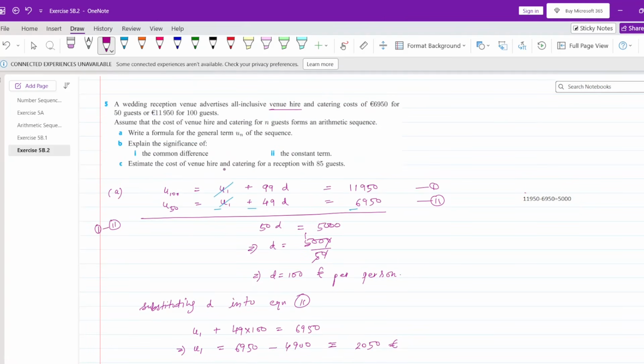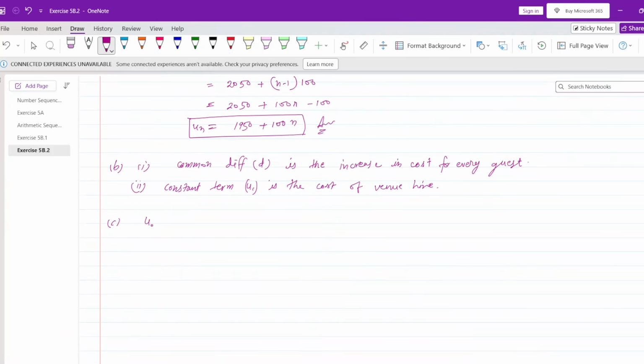Estimate the cost of venue hire and catering for a reception with 85 guests. So u85 is going to be 1950 plus 100n. The value of n is 85. Now this is for you to solve on your own. I'll see you in the next session.